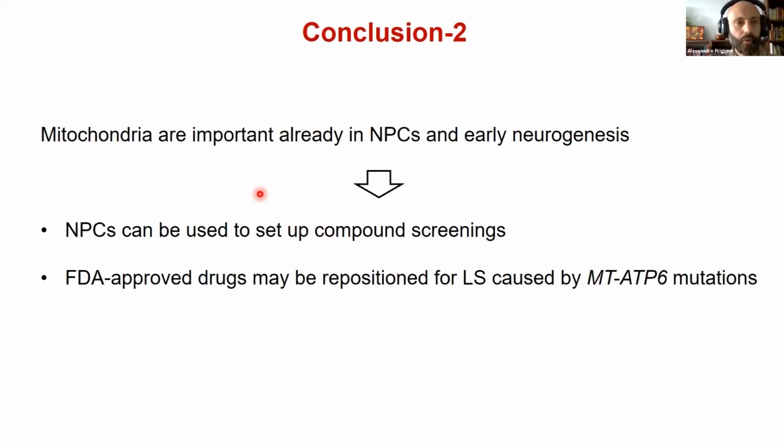And with that, I conclude by saying that we think organoids can be important, but we can also pinpoint a role of progenitors that might be important for mitochondrial disease, and they can be used as progenitor cells for compound screening.